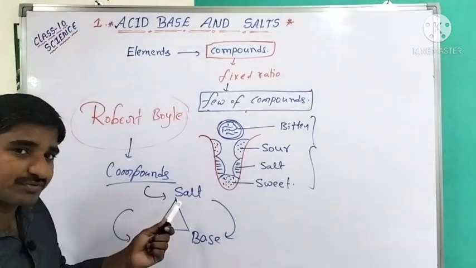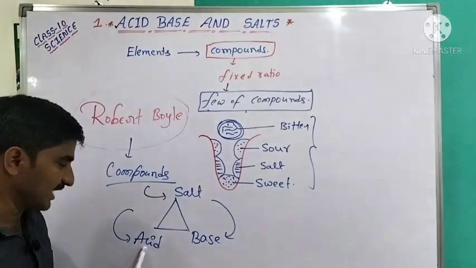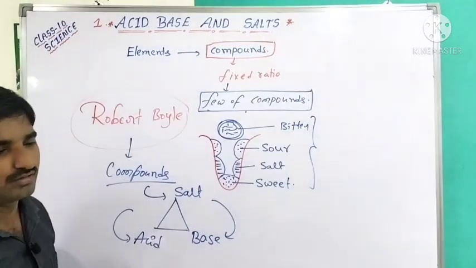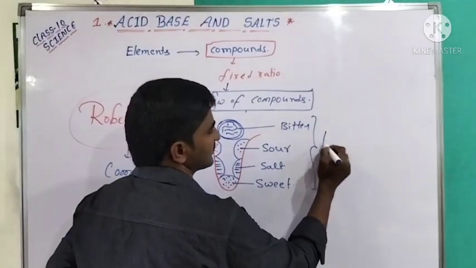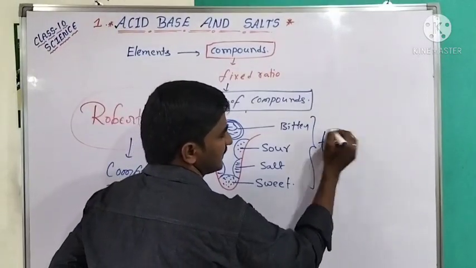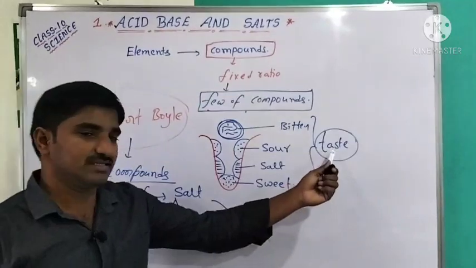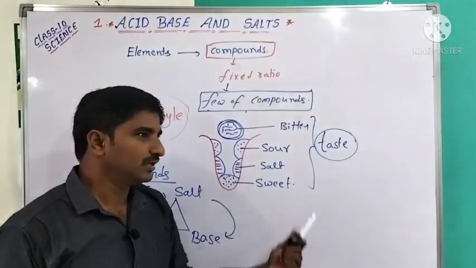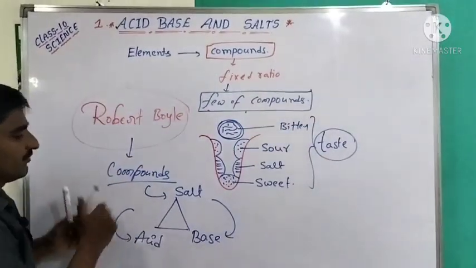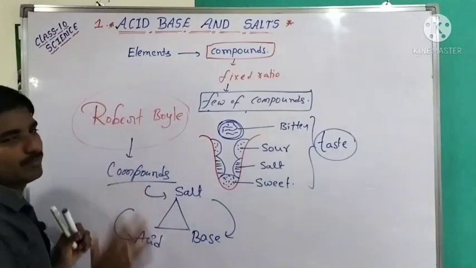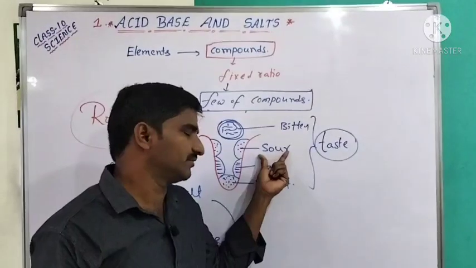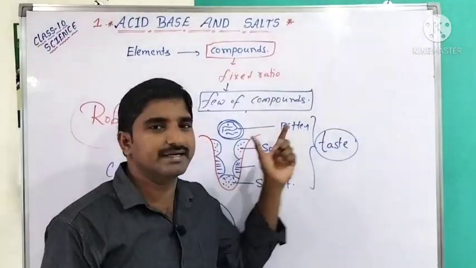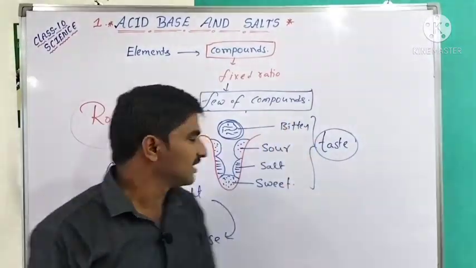How many types of substances? Three types: acids, bases, salts. How can you identify the given substances? Based on taste, in earlier days. First of all, what we discuss is Robert Boyle. Which of the substances are sour in taste? That is called acid, as defined.